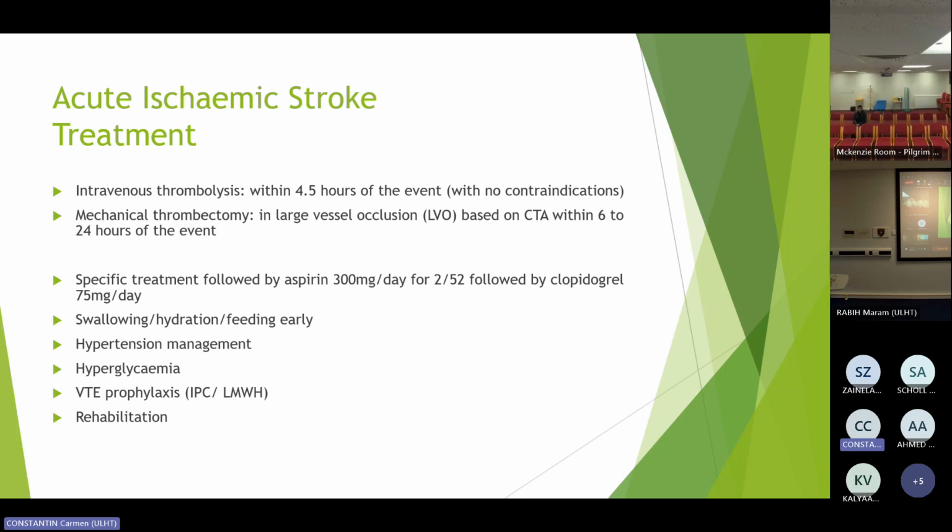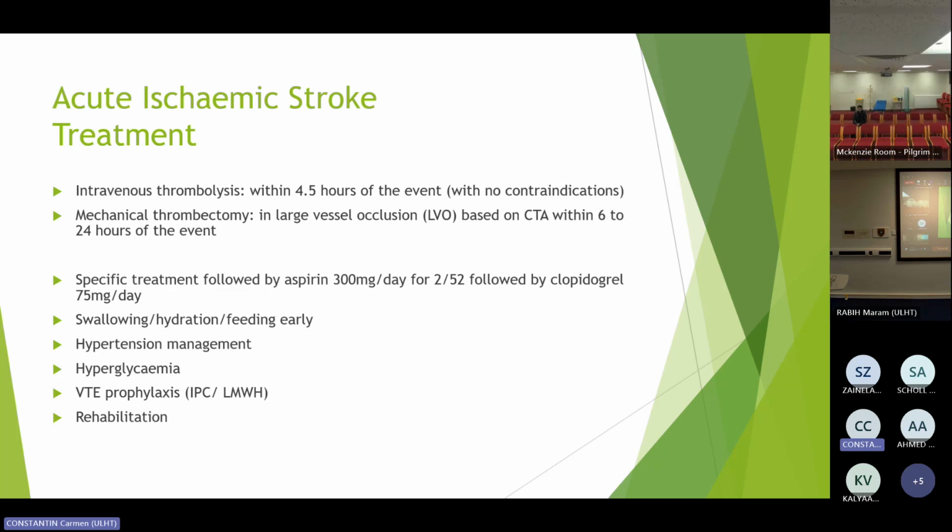And when I'm saying with no contraindications, we have a long list of contraindications, and this is like a checklist on our thrombolysis pro forma, and it implies excluding, for example, any DOACs if the patient is on them. For example, if the INR is more than 1.7 on a patient on warfarin, or recent surgery, or any bleeding disorder or bleeding history. So intravenous thrombolysis is one treatment option.